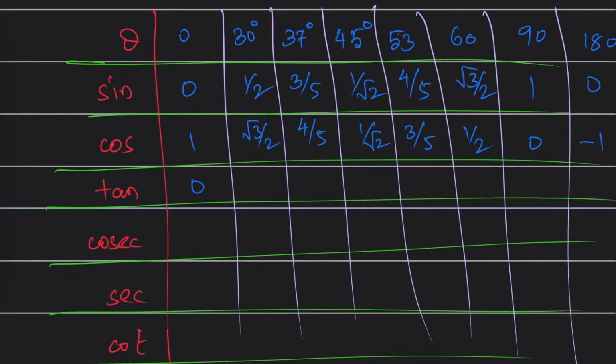Tan 0 is 0. It's sine by cos, so you can take the ratios of sine by cos. So tan 30 is 1 by root 3. Tan 37 is 3 by 4. Tan 45 is 1, tan 53 is 4 by 3, tan 60 is root 3, tan 90 is 1 by 0, which is undefined, or you can write infinity, and tan 180 is 0.